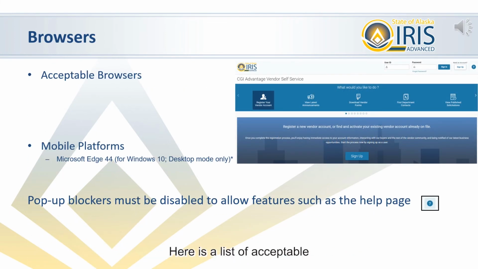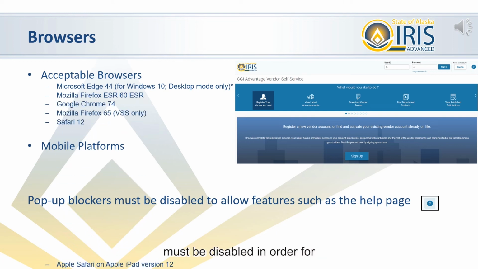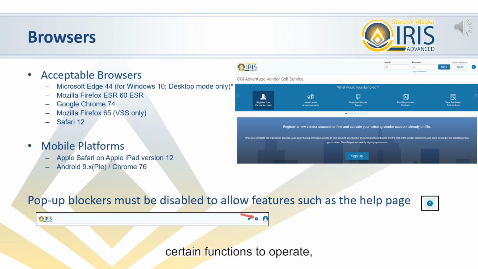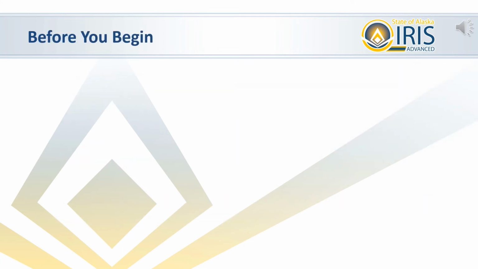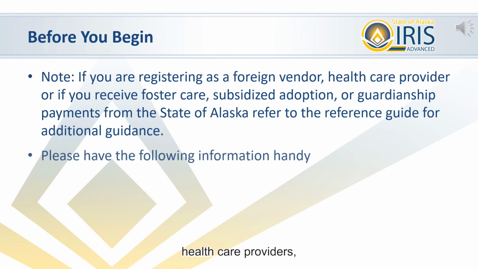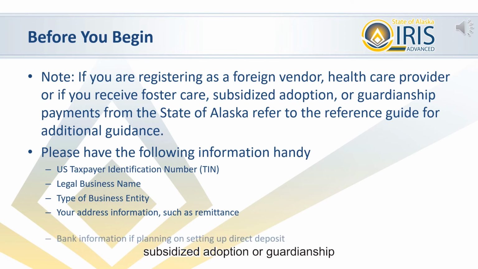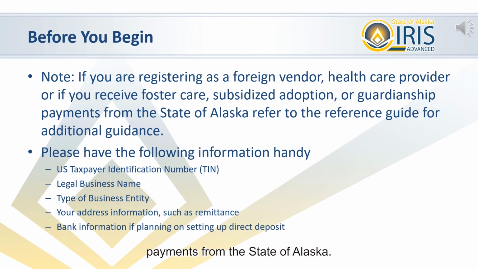Here is a list of acceptable browsers and mobile platforms. Please note that pop-up blockers must be disabled in order for certain functions to operate, including the help page. This video will not cover all steps for foreign vendors, healthcare providers, or individuals registering for foster care, subsidized adoption, or guardianship payments from the state of Alaska. You must refer to the reference guide for additional guidance.